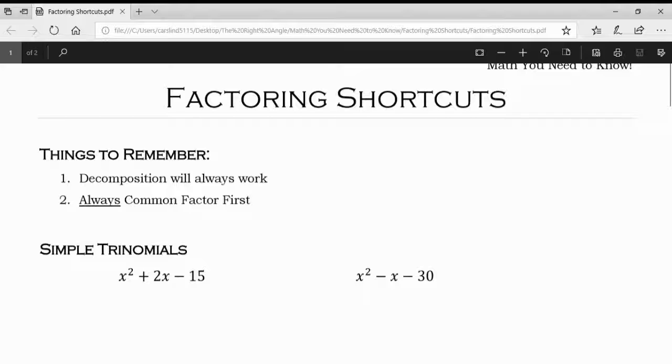Hi everyone. Today we're going to look at some factoring shortcuts. These are some easy tricks that will help you factor equations more quickly.